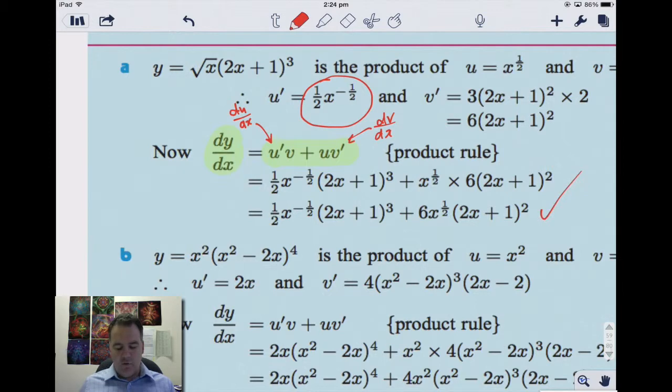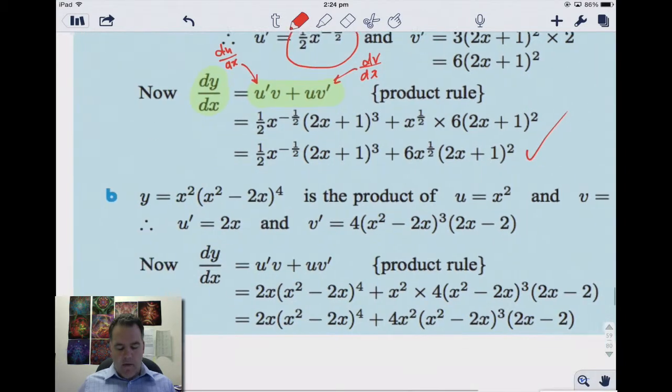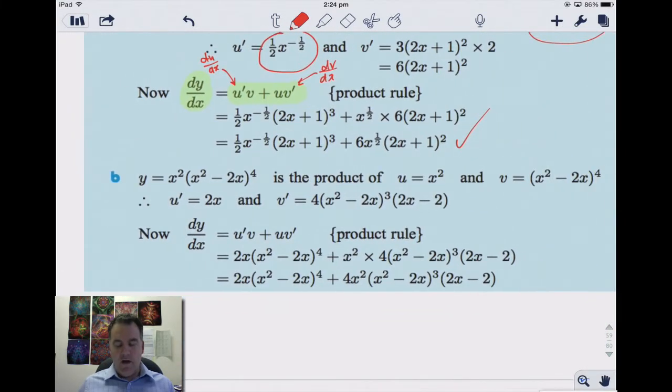Notice we haven't tried to simplify this, but we could keep going here. That's all right to leave it like this. And part B is very similar to the one that we've just seen on the PowerPoint, where you have to use the chain rule to do this second function here, and then putting it all together.